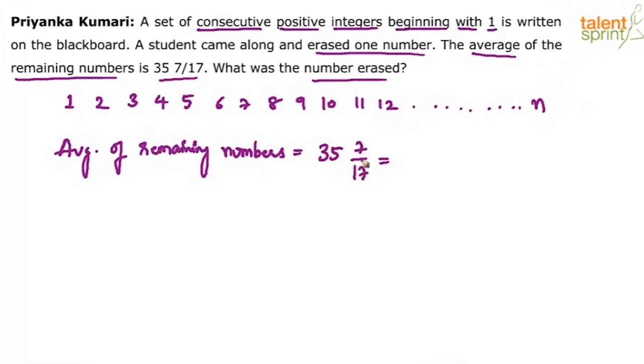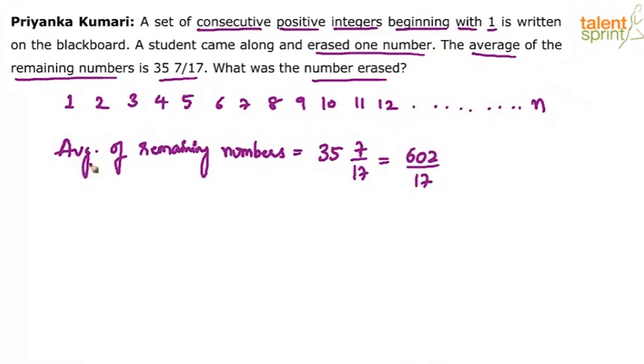Try to solve this 35 7 by 17. What happens? 35 into 17. How much will that be? 700 minus 105, so it's like 595. 595 plus 7, 602. I'm trying to convert this to an improper fraction, right? 602 by 17. So the average of the remaining numbers is 602 by 17.